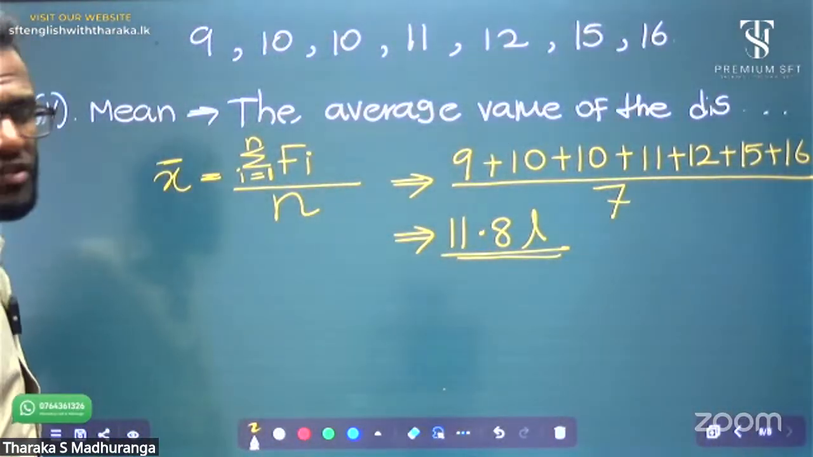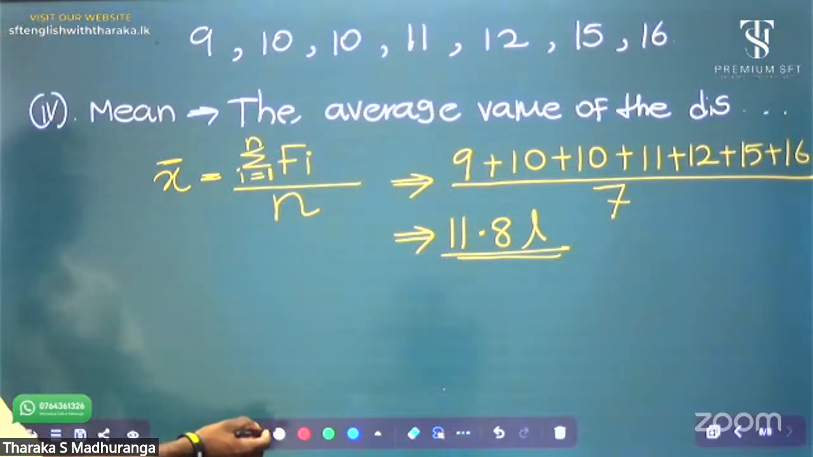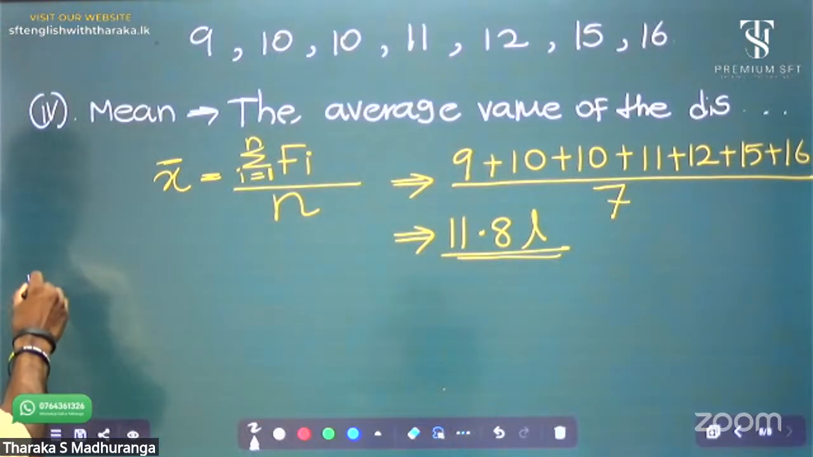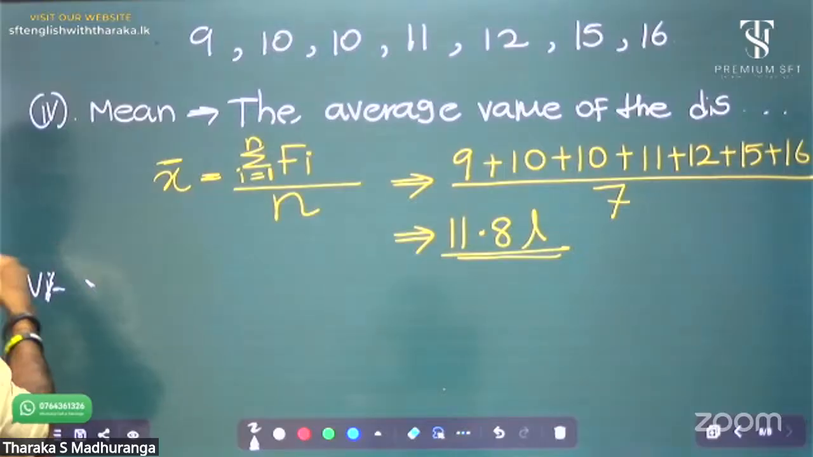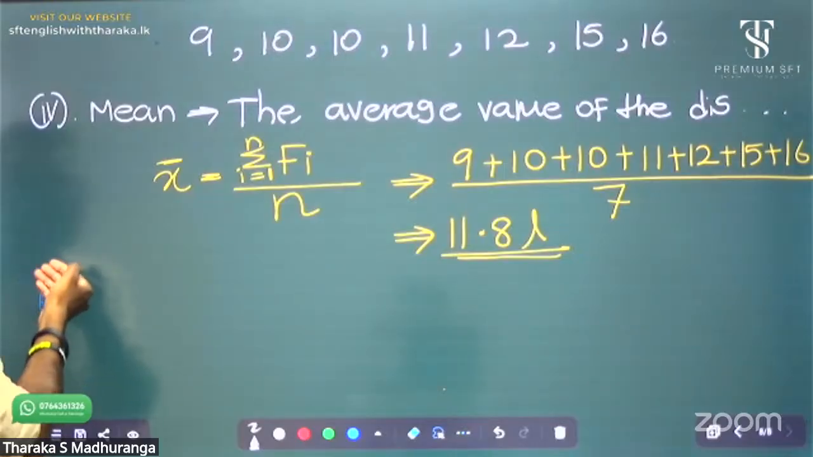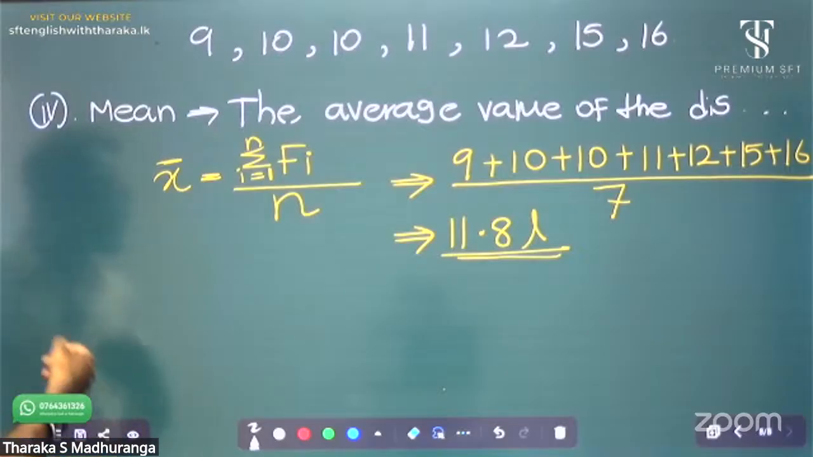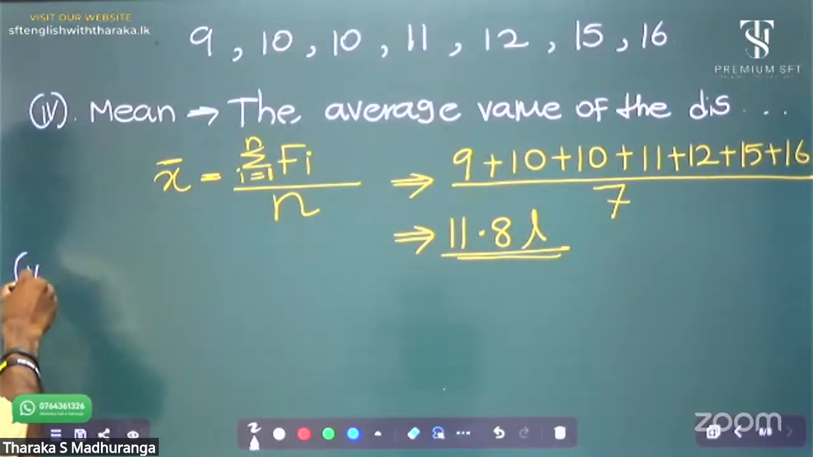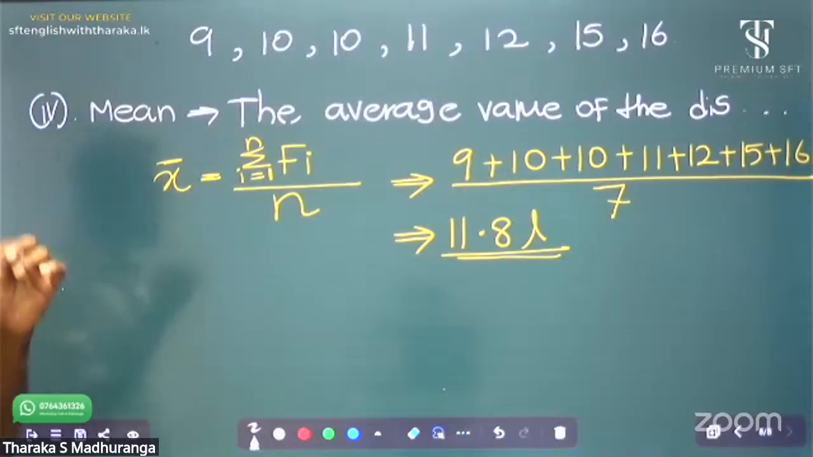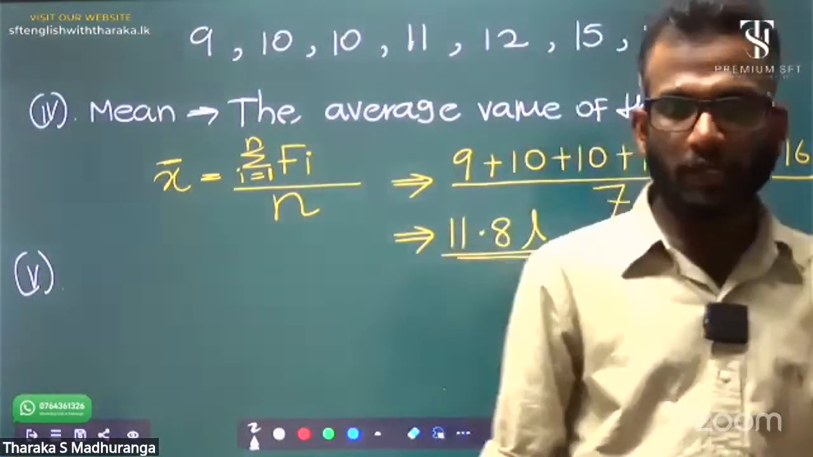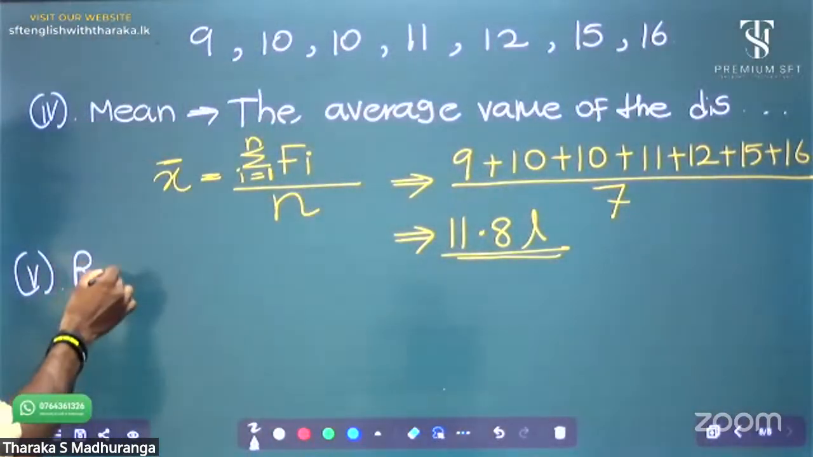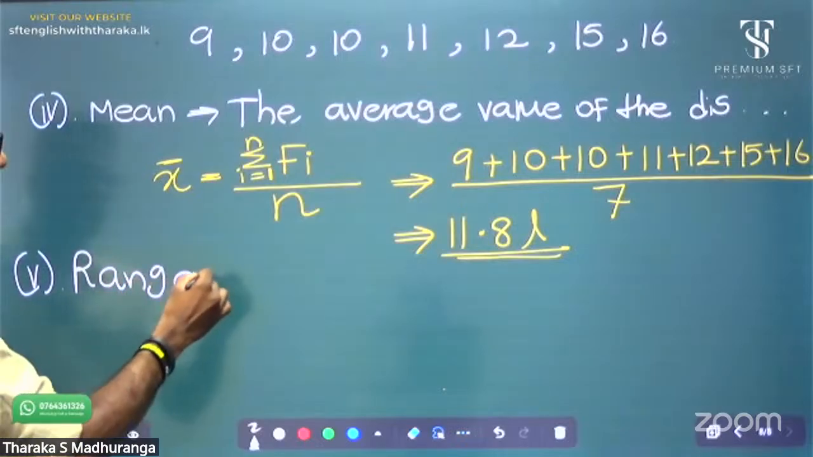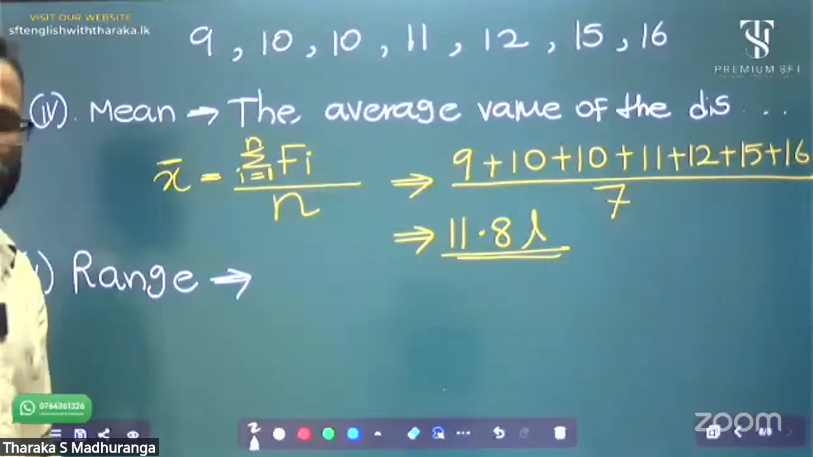Okay, what's the next question? Question number 5. Range of the distribution, right? Okay, what's the meaning of this range? What's the meaning of the range?